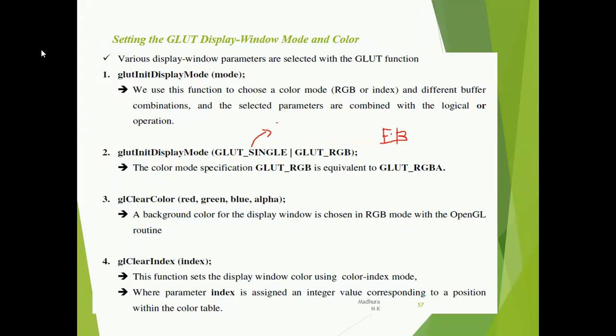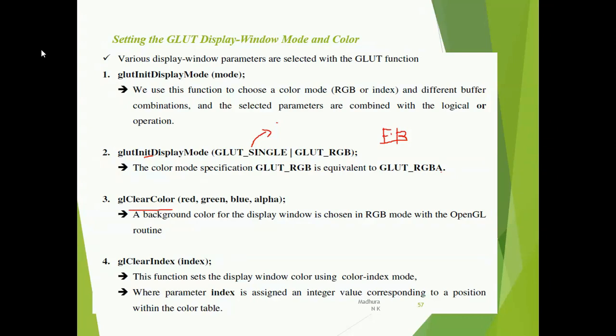Next you have an OR operation here, and then GLUT_RGB. This is the color mode you are going to specify, GLUT_RGB, or else you can also write RGBA, where A represents alpha. That is the mode we are going to set here. This is one function, and the next function we have is glClearColor(red, green, blue, alpha). Okay, red color.